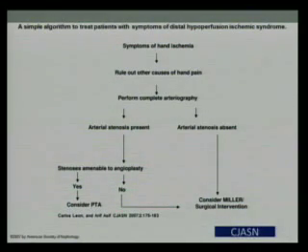So here's the algorithm that has been published and is widely followed. You have symptoms of hand ischemia. You want to rule out other causes of the hand pain. Perform a complete arteriography from the subclavian. Some people recommend going into the aorta and then doing a complete arteriogram of that extremity. If there is no arterial stenosis, then they may need banding or surgical intervention to decrease the blood supply through that fistula. It's not an arterial supply problem.